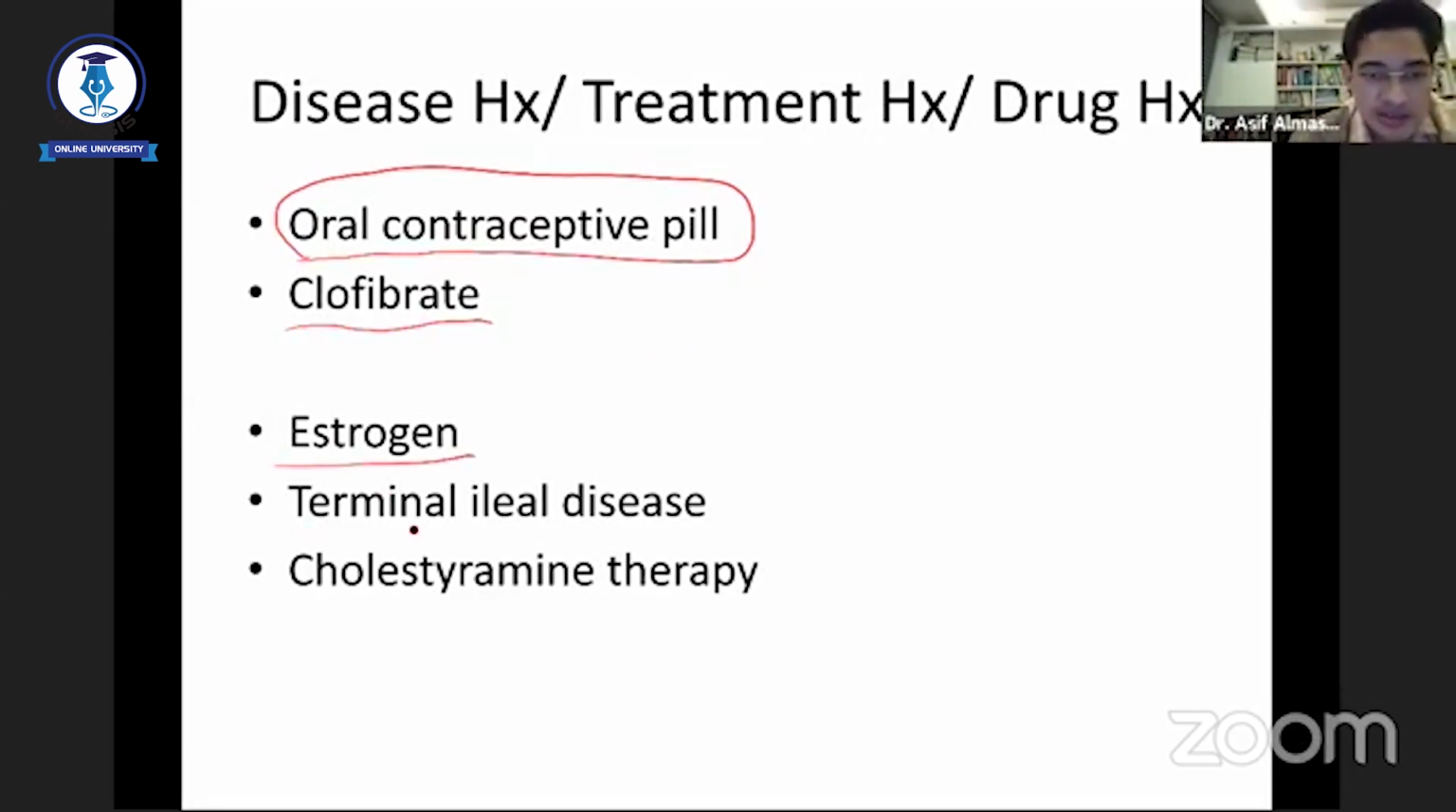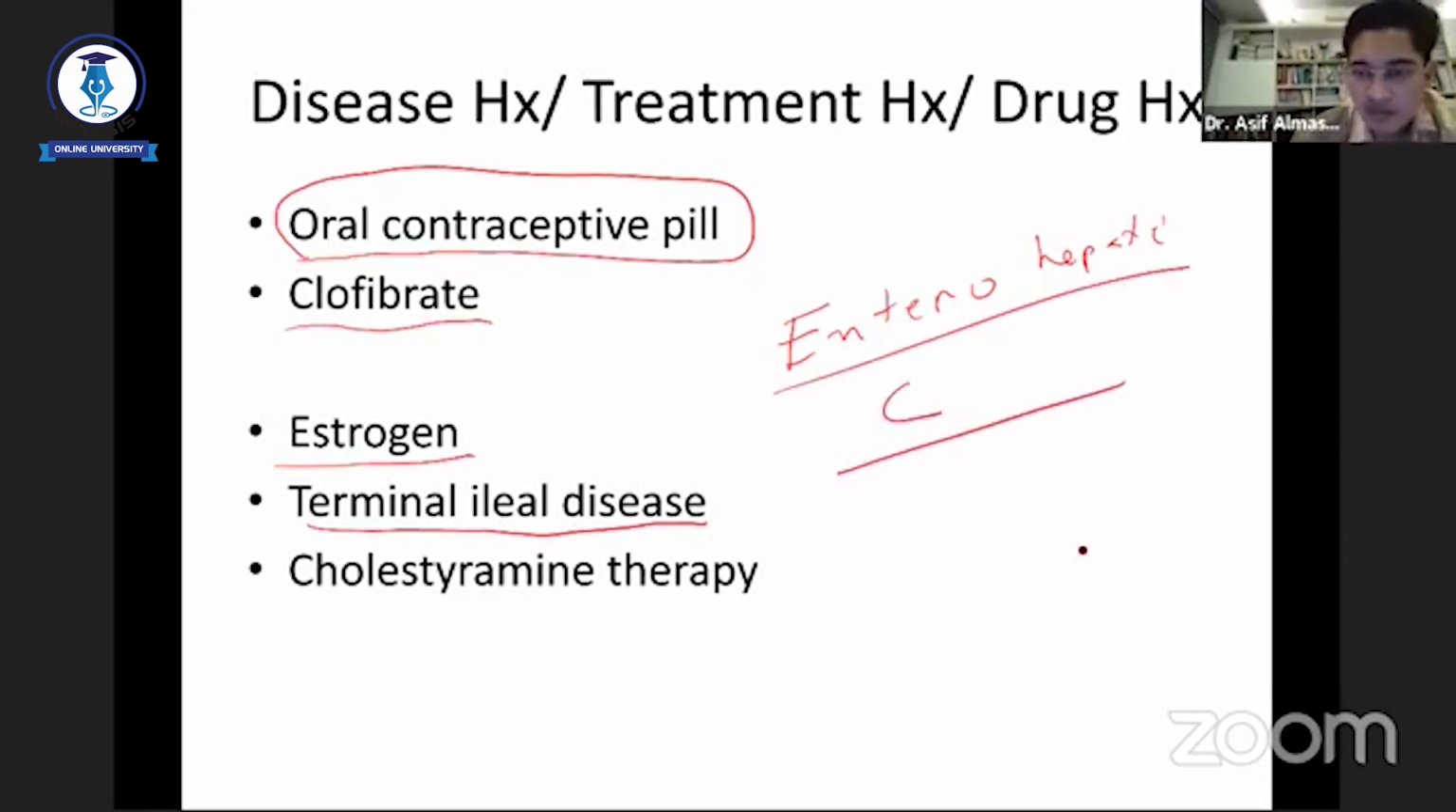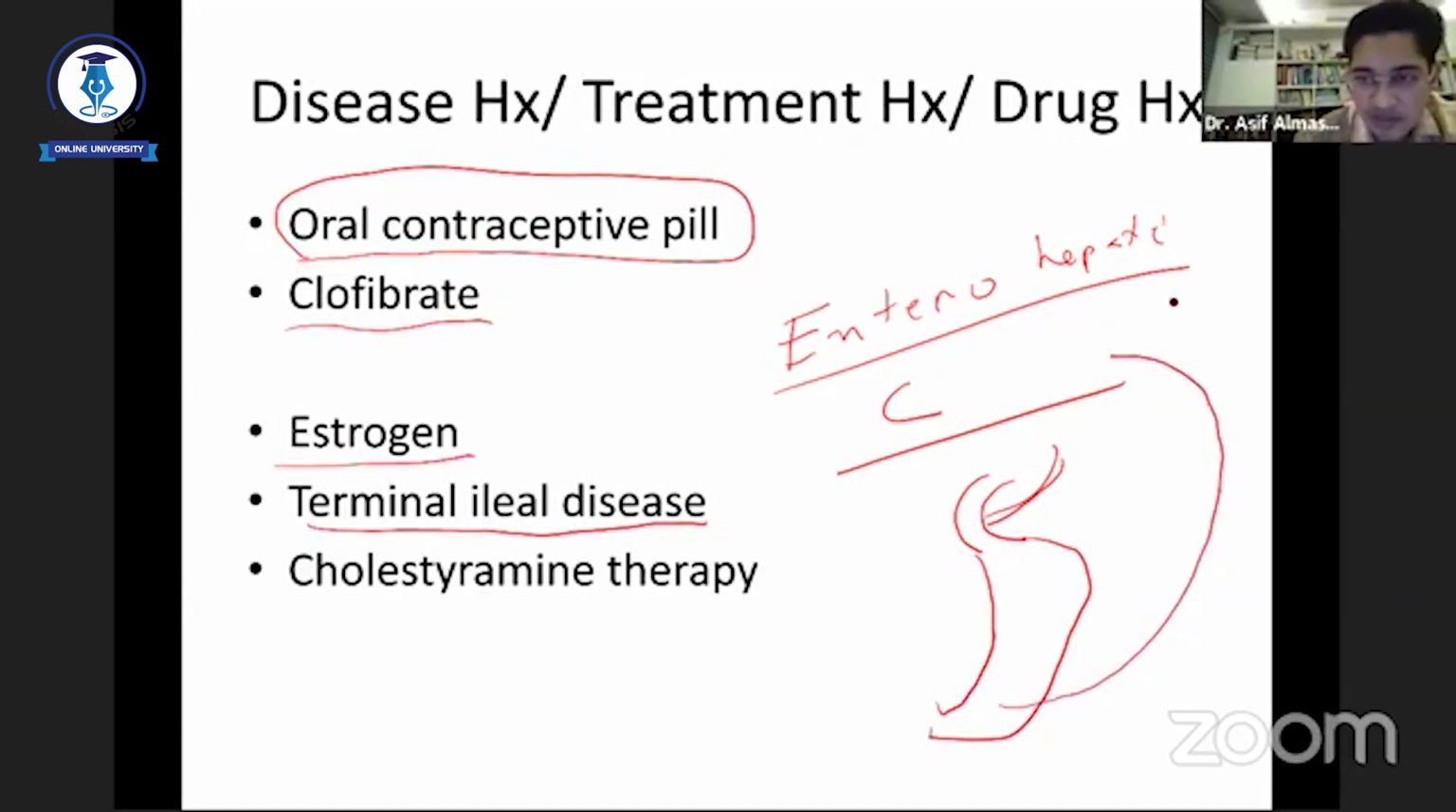Terminal ileal disease. Now, why is this important? Because if you remember the enterohepatic circulation, the bile salts, which are secreted from the common bile duct into the second part of the duodenum, ultimately go to the terminal ileum. From the terminal ileum, they are absorbed and go back to the liver. This is called the enterohepatic circulation.